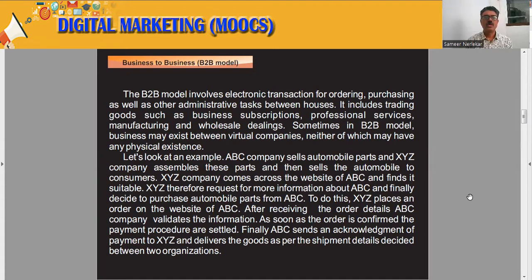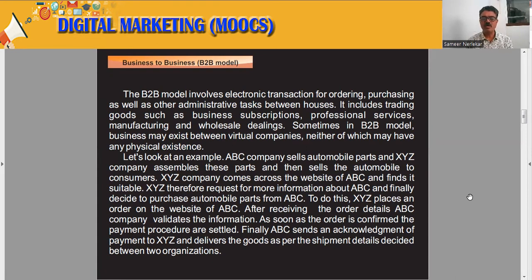Let's look at an example. ABC company sells automobile parts and XYZ company assembles these parts and then sells the automobile to the consumers. So XYZ company comes across the website of ABC and finds it suitable. XYZ therefore requests more information about ABC and finally decides to purchase automobile parts from ABC. To do this, XYZ places an order on the website of ABC.